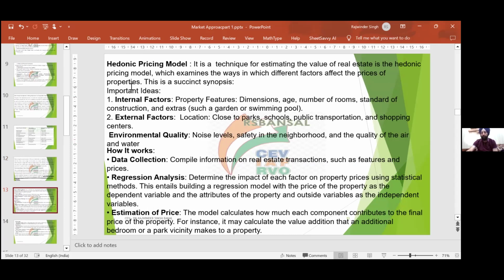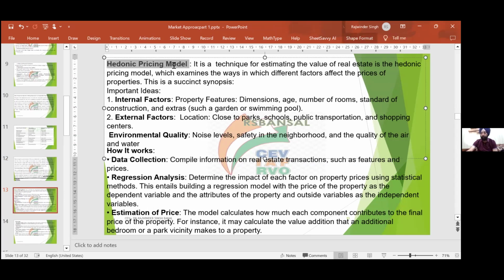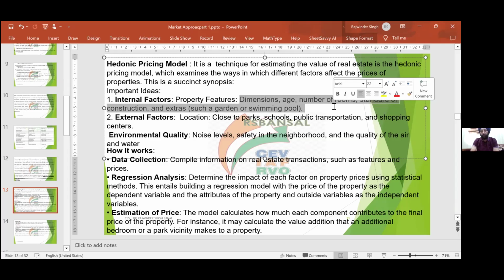Then the second method is hedonic model pricing. It is a technique for estimating the value of real estate. These factors are considered. First factor is internal factors. Property features such as dimension, age, the number of rooms, standard of construction, and gardens, swimming pool, etc. You have to consider these things in hedonic approach.